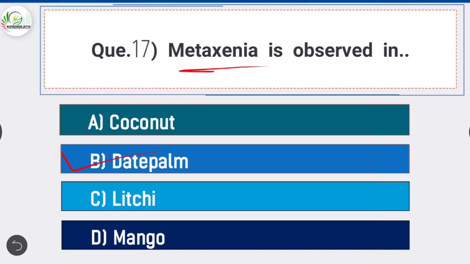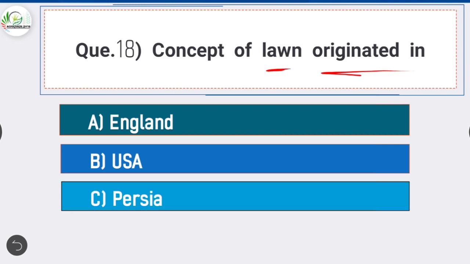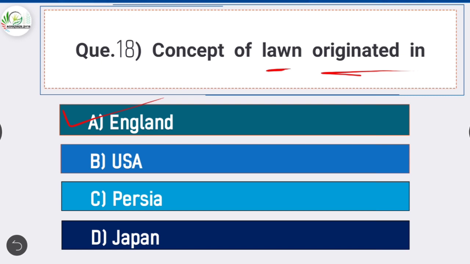Question number 18. Concept of lawn originated in? Answer is option A, England. Concept of lawn originated in England.